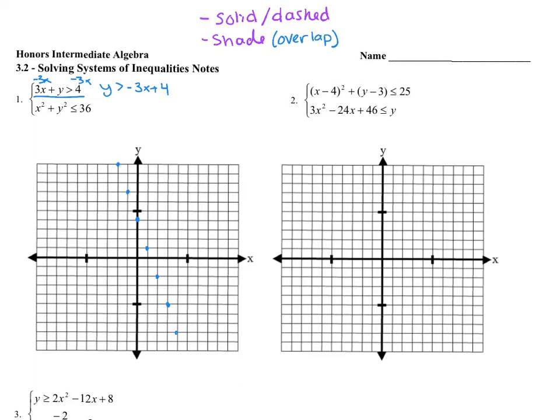Before I connect my points, I'm going to think about whether I have a solid line or a dashed line. In this case, I'm going to have a dashed line. And then I need to think about where I'm going to shade. Well, if I look at the inequality, it says y is greater than. So greater than means I would shade above my line. So above my line would be over here.